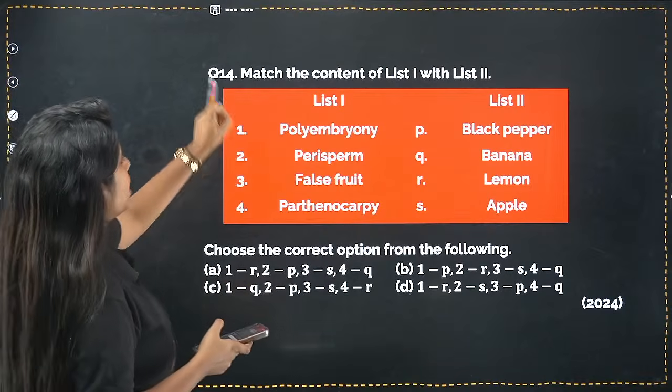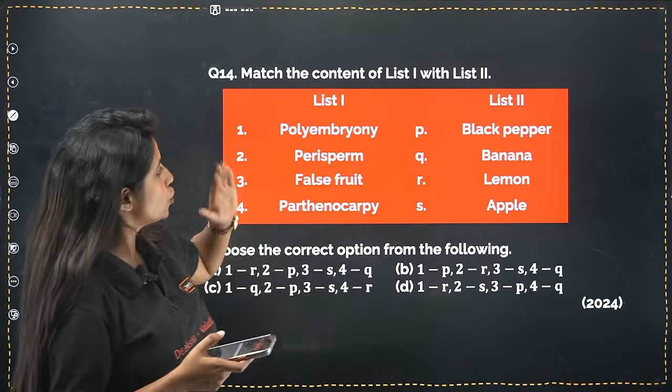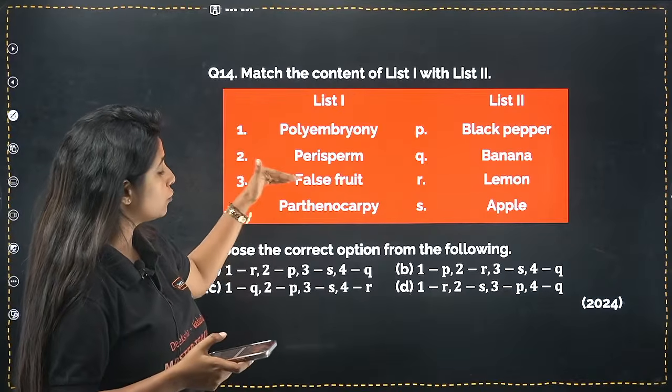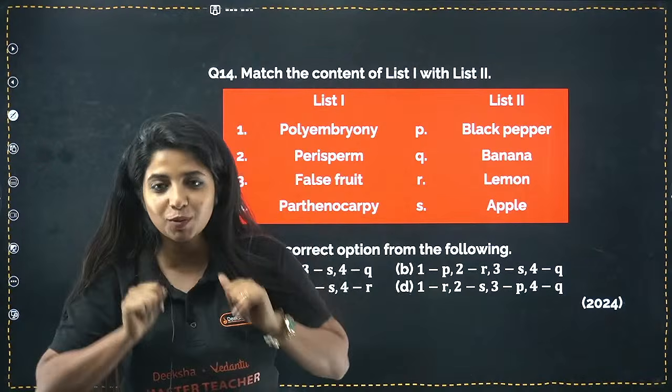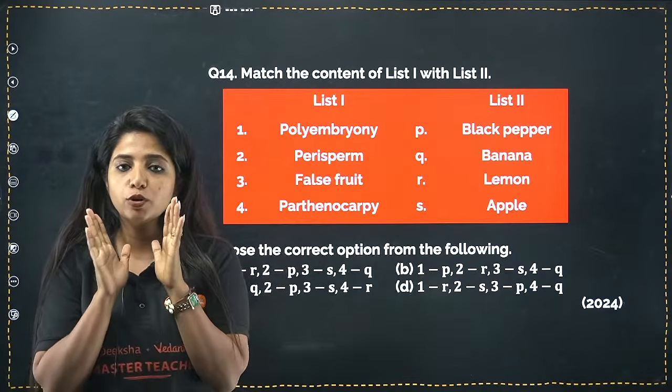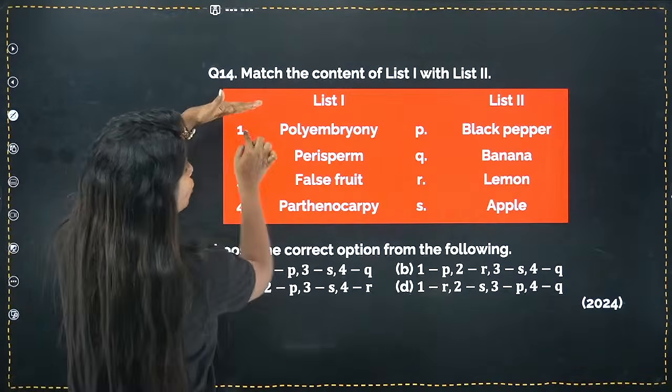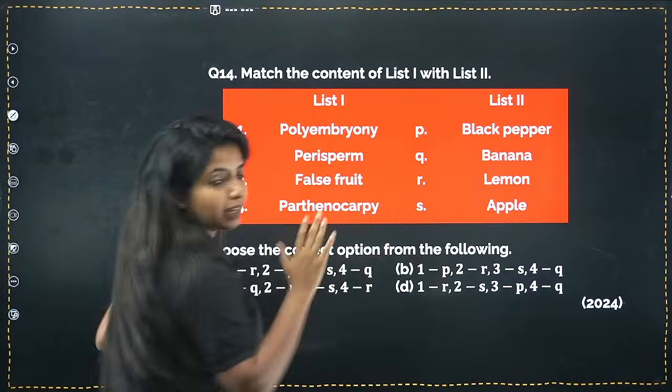Okay, question number 14. Match the content of list 1 with list 2. Polyembryony, perisperm, false fruit, parthenocarpy. Everyone who is watching this video, listen to me very carefully. Whenever a match the following question comes, the first thing you have to do is not read polyembryony and try to find the answer for that.